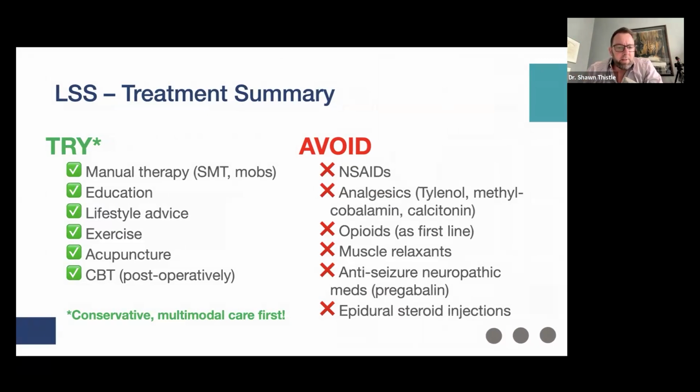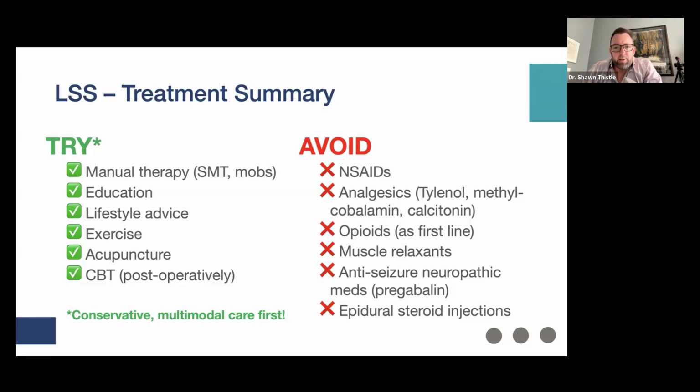Other things from a conservative multimodal care approach that we are to try first include patient education. I would add reassurance to that: understand their emotional state, address any depression or anxiety, and that can be a referral to another healthcare provider if need be. Make sure they're exercising, acupuncture for pain control, and cognitive behavioral therapy post-operatively.